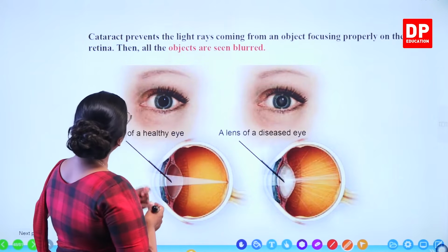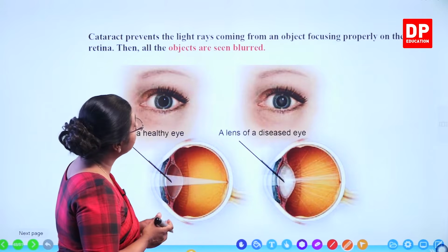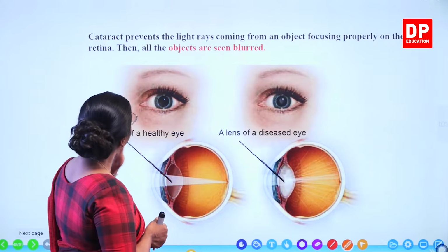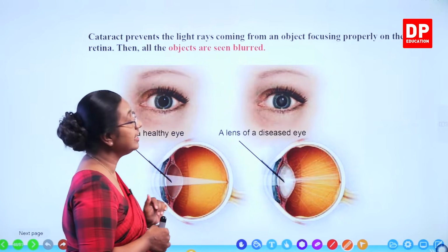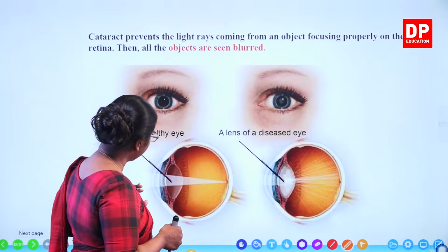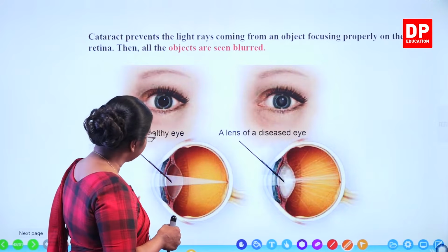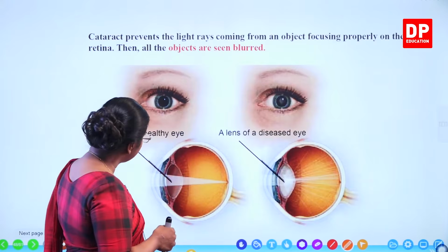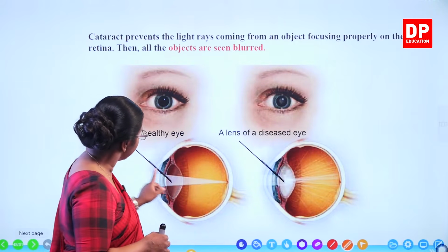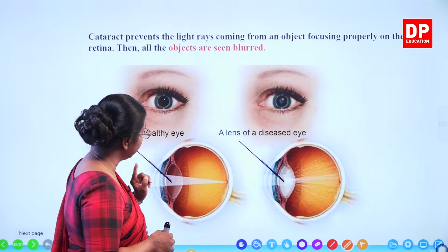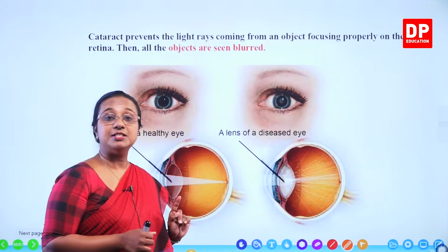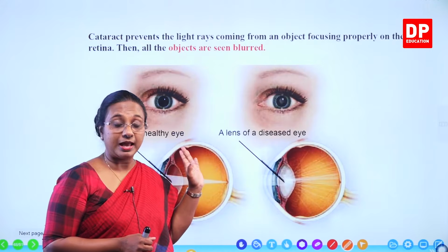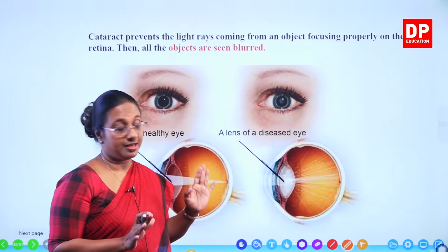So, here, cataract prevents the light rays coming from an object focusing properly on the retina. Then, all the objects are seen blurred. So, this is what happens. Look at the eye diagram here. This is a normal, healthy eye. The light rays that are coming in are refracted by the eye lens, and you can see the image is formed on the retina. So, the information will be taken to the brain, and you can see the object clearly.